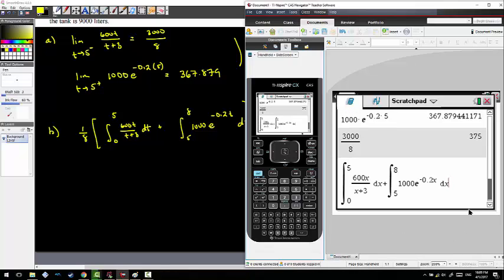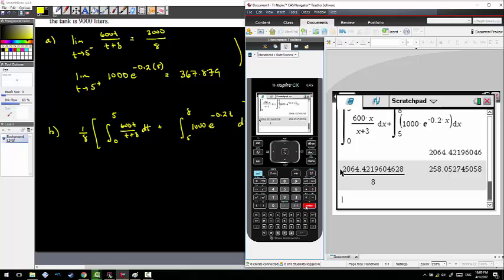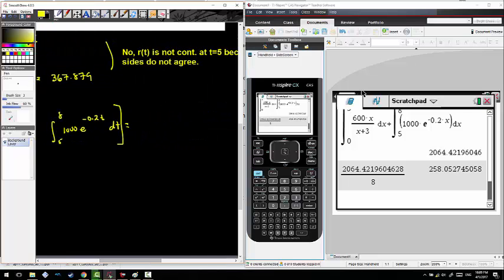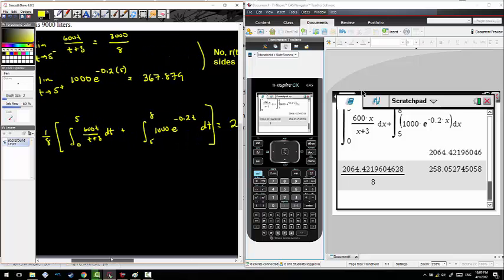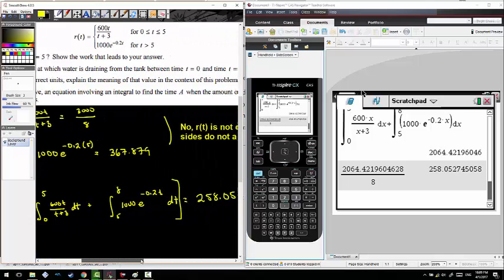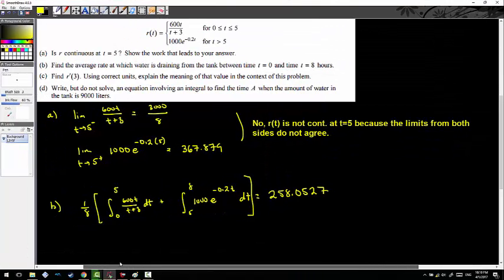So after some button pushing, this is what I've got. I'm going to go and find out the value. So I've integrated both, but I have not yet divided by 8. So I'm going to go and divide by 8. And I end up with this 258 type number. Let's split screen this like Nintendo 64. So I end up with 258.0527. Now, did they ask me to do any kind of units or anything like that? It does not say any kind of units, so I think we're good. Just find the average rate. Cool.